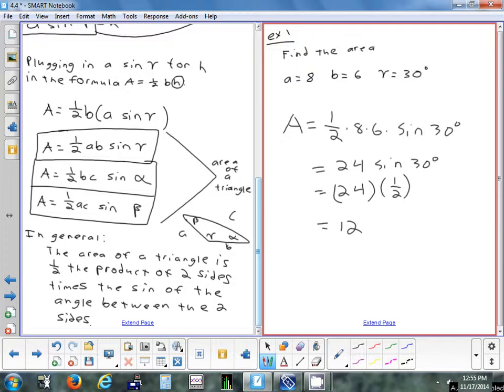Okay, now what did we just find? We found an area. So what should we have for a label on that? Some units squared. Yeah. If they had labeled the 8 and the 6 as inches, I would have written 12 inches squared. If they put feet, I would have put 12 square feet. If they don't put a unit, just put 12 units squared. We don't know what the unit is.